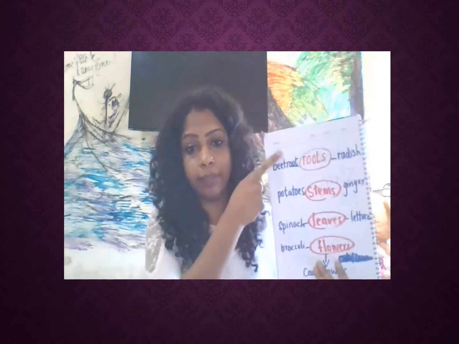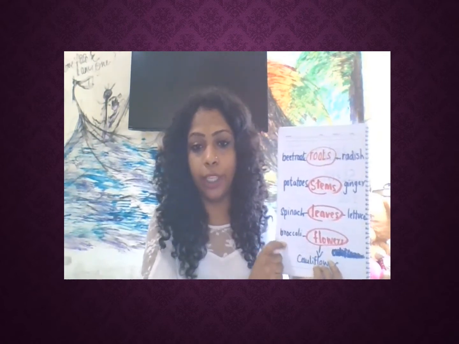Right. So, we already learned that we eat the roots of a plant, stem, leaves, flower. We eat them, right? So, what are the roots we eat? Beetroot, radish, stems, potato, ginger, leaves, spinach, lettuce, flower, broccoli, and cauliflower. Also, we eat the fruits of the plants, that is apple, mango, what else? All the fruits, the young fruits, yeah, we eat them.